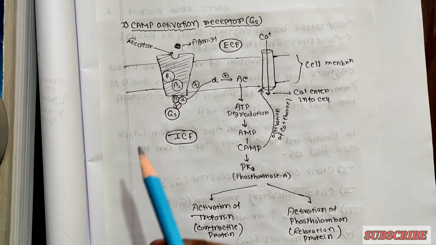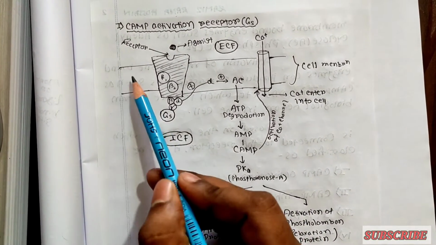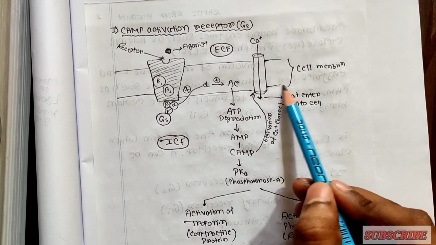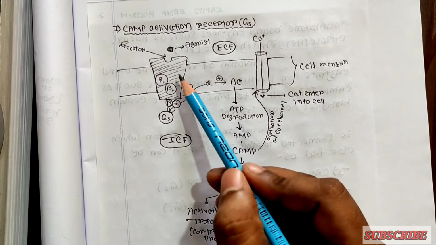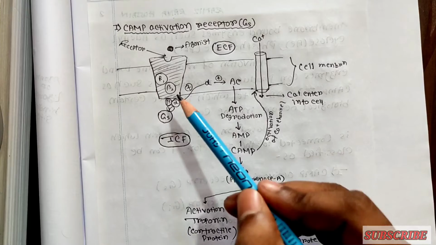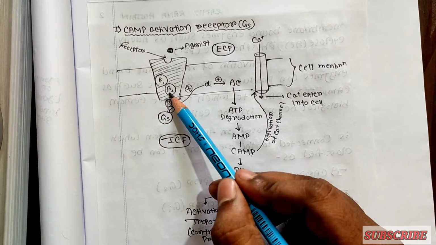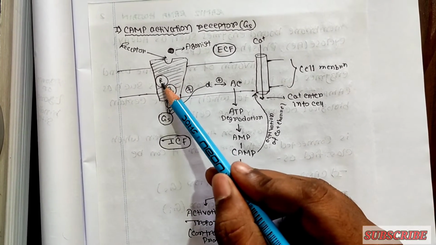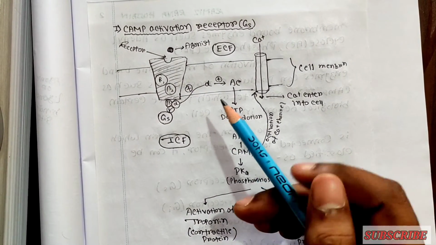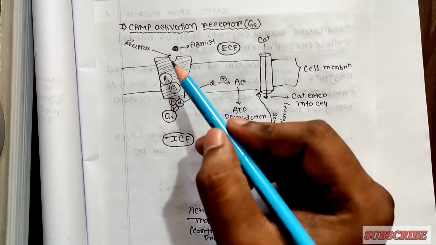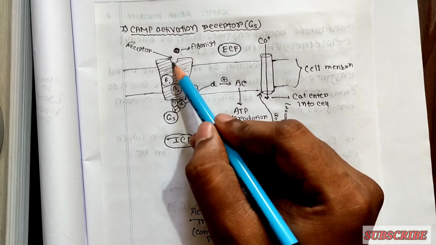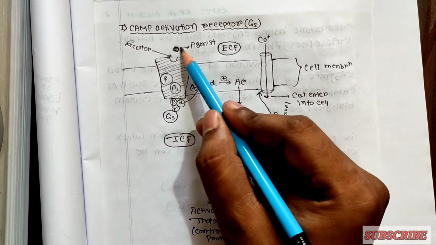Okay. In the cAMP activation receptor, this is a cell membrane. In that cell membrane we have the receptor. It can be a beta 1 receptor or a beta 2 receptor. Beta 1 is for cardiac muscles and beta 2 is for smooth muscles. This is the binding site, or the receptor. This is the ligand or agonist.